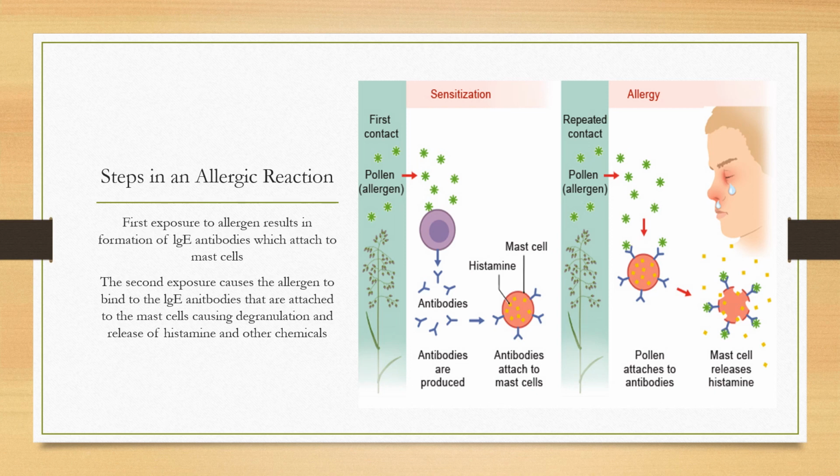So in the second exposure, this will cause the allergen to bind to the IgE antibodies that are attached to the mast cells, causing degranulation and then release of histamine and then other chemicals. So again, we can take an antihistamine again to resolve these symptoms.